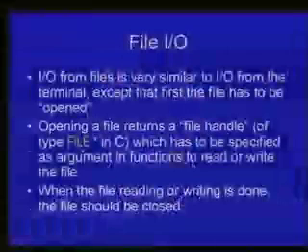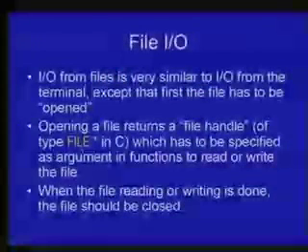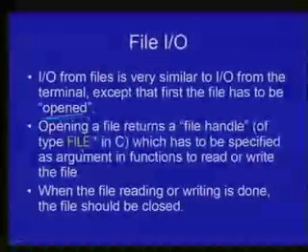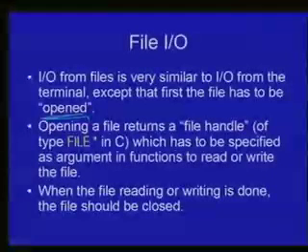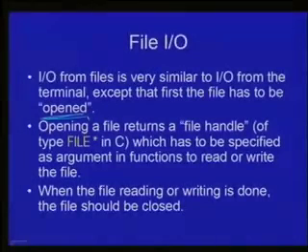We'll shortly see the library functions for doing that, but the basic difference between I/O from a terminal and I/O from a file is that before we can read or write a file from our C program, we need to open it first. And when we open a file, what we get is what is known as a file handle, a handle for a file, or in C it's also called a file pointer. The type of this file pointer or file handle in C is file star.